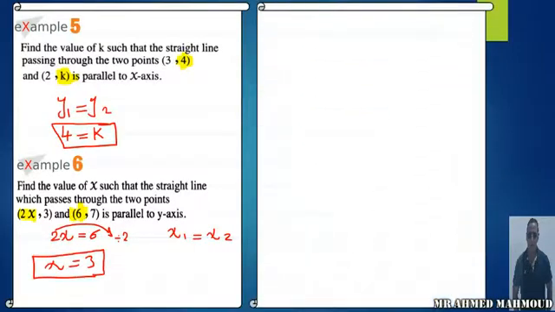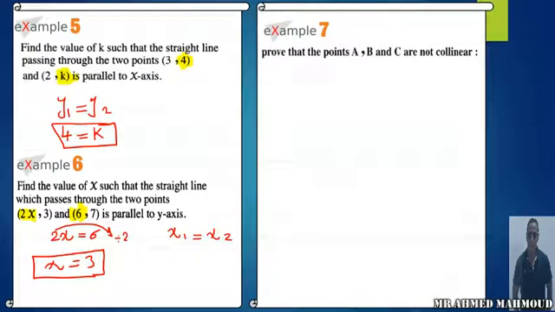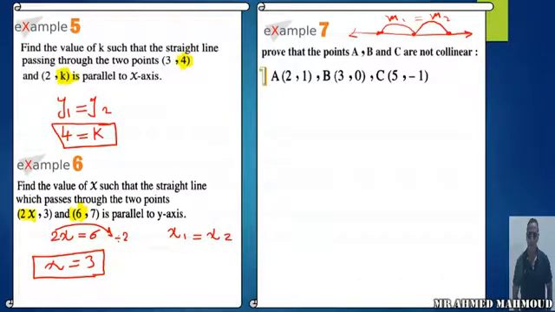Okay, the next one. Prove that the points A, B, and C are not collinear. What's the meaning of collinear? Collinear means 3 points on the same straight line. If 3 points lie on the same straight line, then the slope m1 and the slope m2 are equal. To prove that the 3 points A, B, and C are not collinear, we need to prove that the slopes are not equal. The first one, we are going to take the slope of AB and the slope of BC.